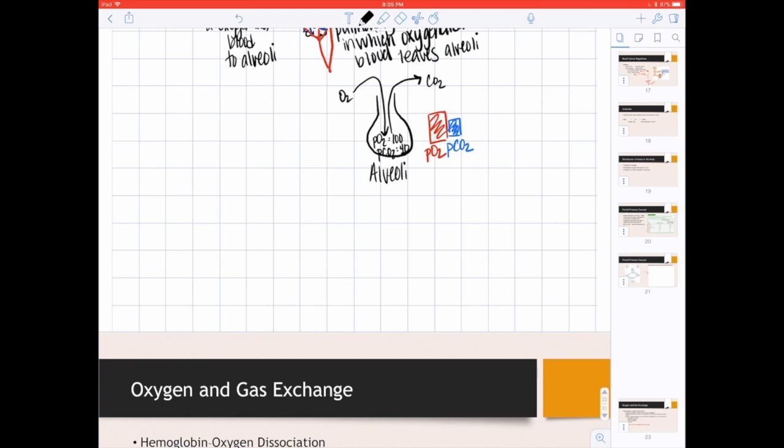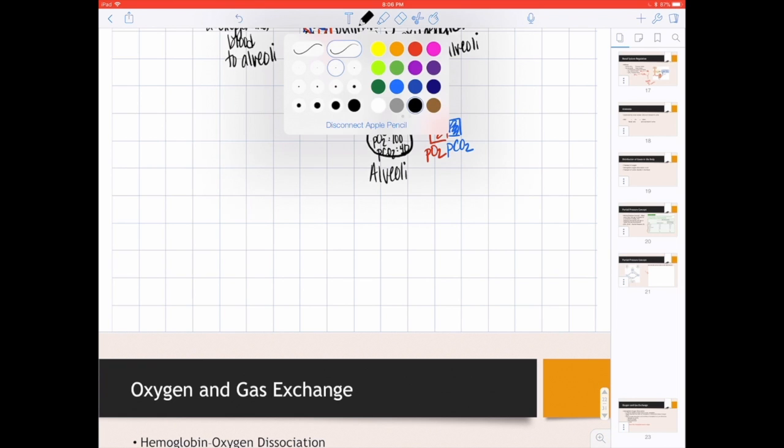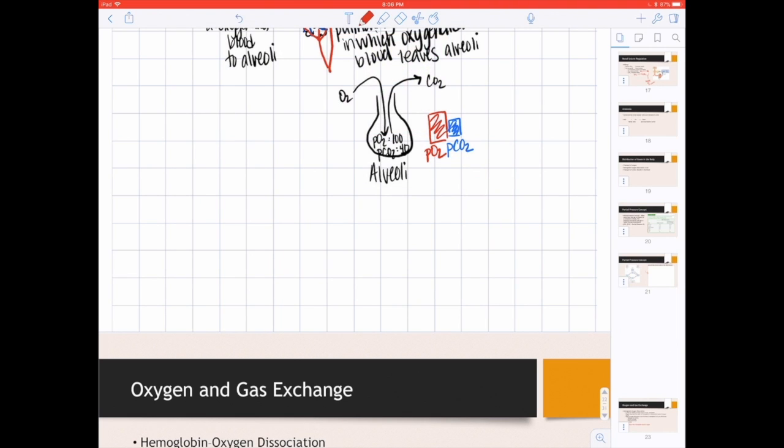Okay, so how does the oxygen make its way out of the alveoli? We talked about this just a second ago. It's going to leave via the pulmonary vein, right? So let's just draw that pulmonary vein. And this is how the oxygen is going to travel, through that pulmonary vein onto tissues.